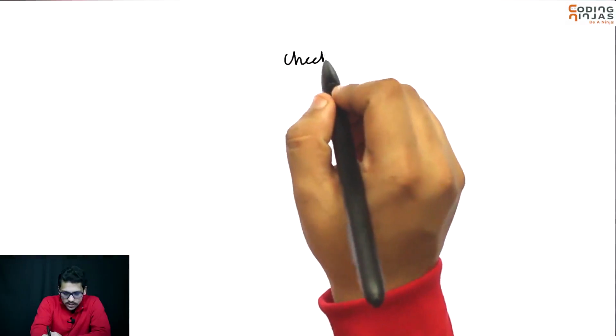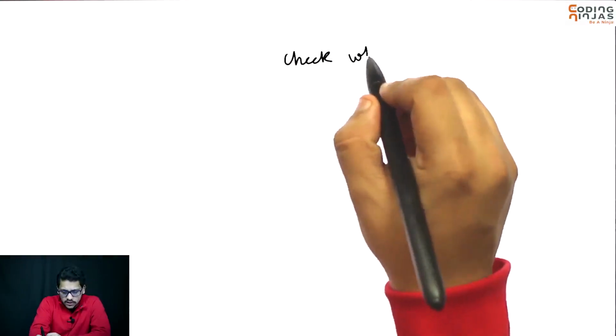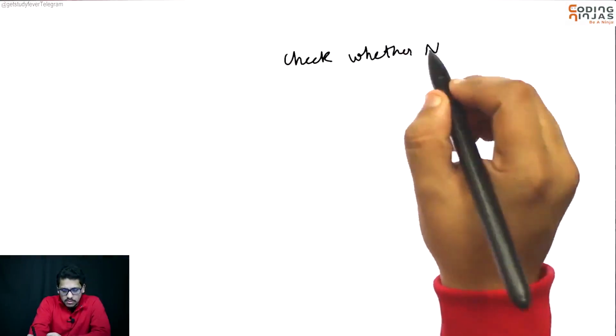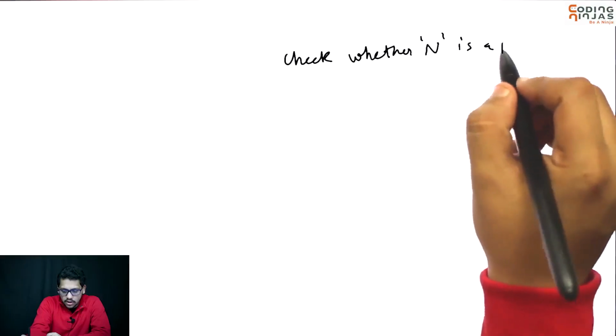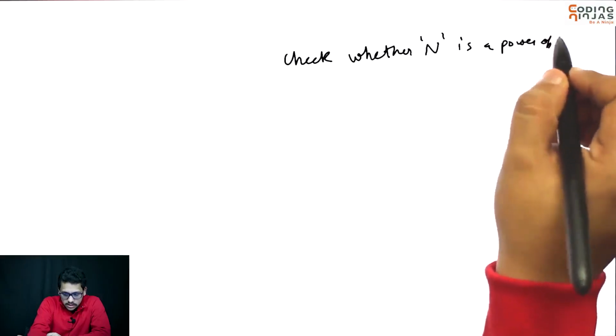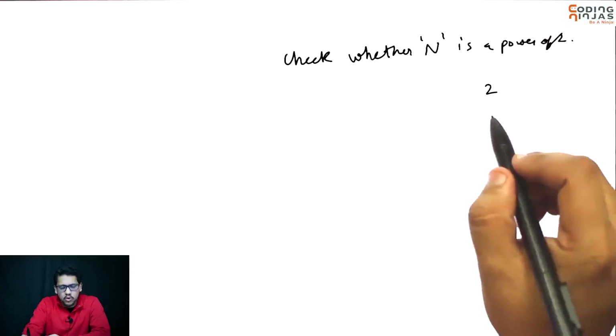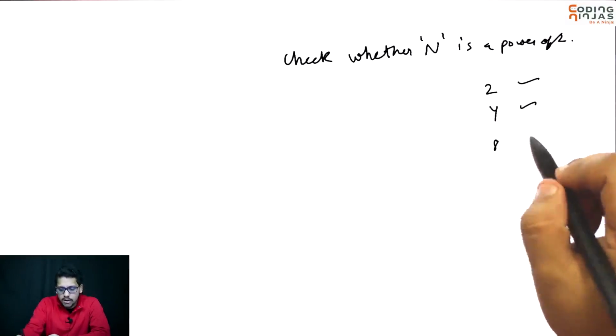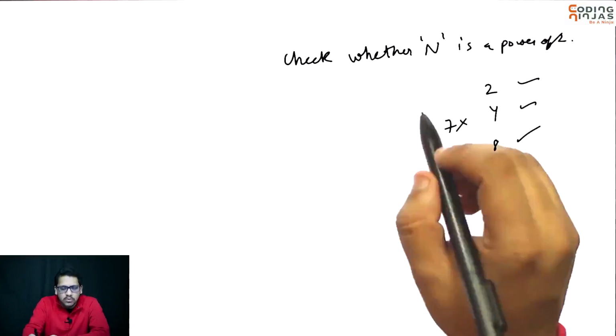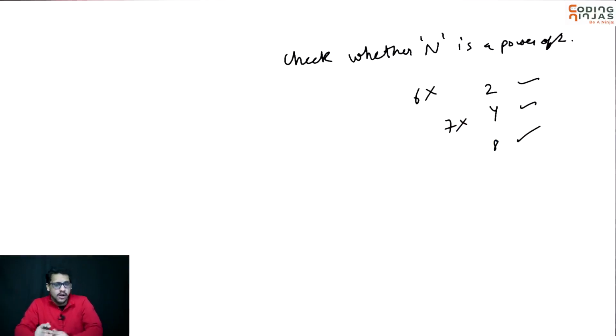Hi, so in this session we are going to discuss another application of bits. We are going to check whether a given number n is a power of 2 or not. Power of 2 means 2, 4, 8; these are all powers of 2. 7 is not a power of 2, 6 is not a power of 2. So we are given a number n and we have to check whether it is a power of 2 or not.